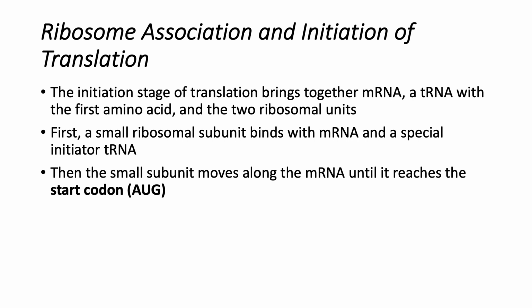So now we move on to the first stage of translation, which is initiation. The initiation stage of translation brings together messenger RNA, a transfer RNA with the first amino acid, and the two ribosomal subunits. First, a small ribosomal subunit binds with a messenger RNA and a special initiator transfer RNA. Then the small subunit moves along the messenger RNA until it reaches the start codon, which is AUG or methionine.